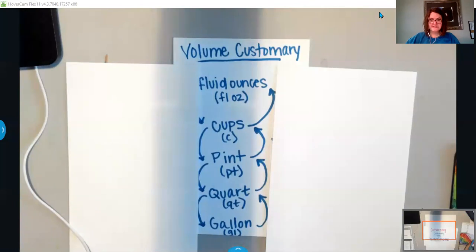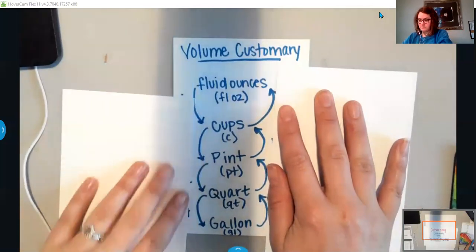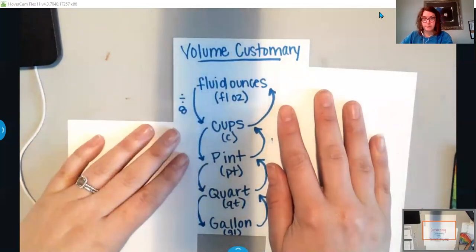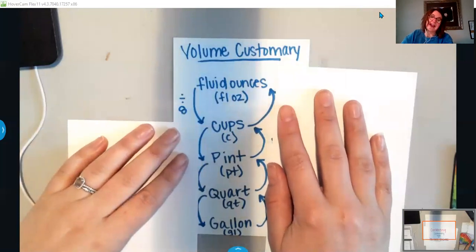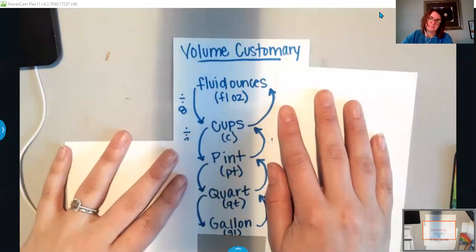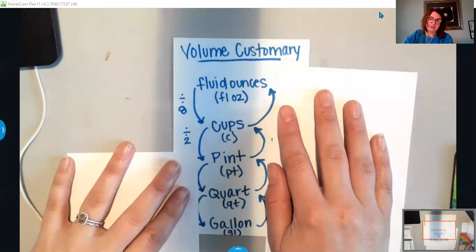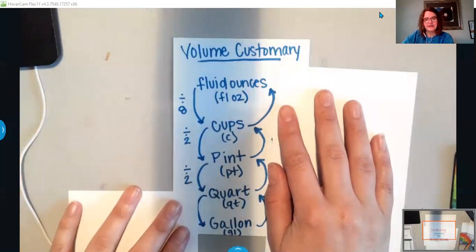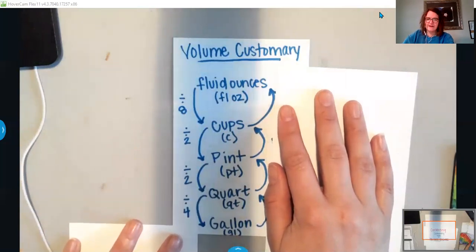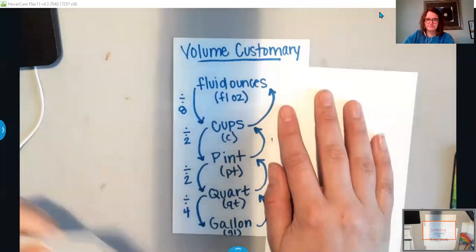Then on your left side, we're going to go from small to big, which means we're dividing. So first, there are 8 fluid ounces in 1 cup, so we divide by 8. Divide by 2 to get to pints. Again, divide by 2 to get to quarts. And then you divide by 4 to get to gallons.